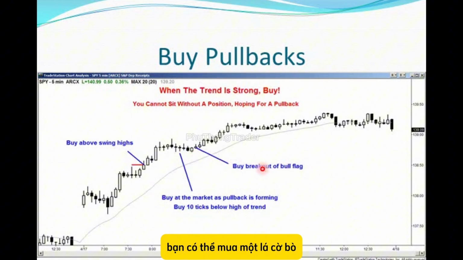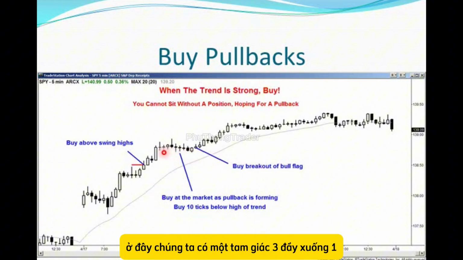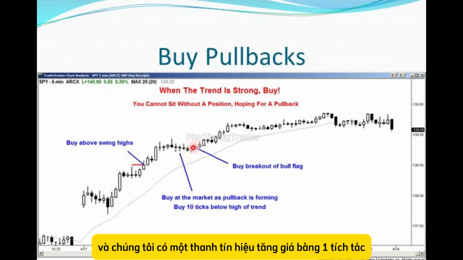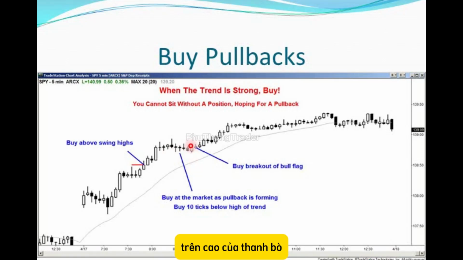You can buy a breakout of a bull flag. Here we have a triangle, 3 pushes down, 1, 2, 3, and we have a bull signal bar. Buy 1 tick above the high of the bull bar, betting that the pullback will end and the trend will resume.